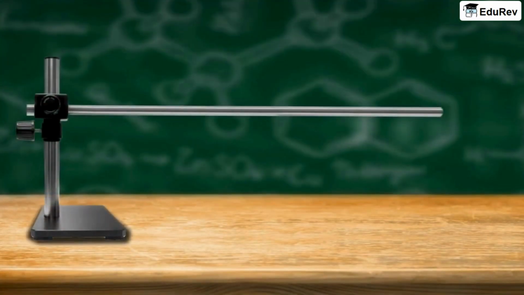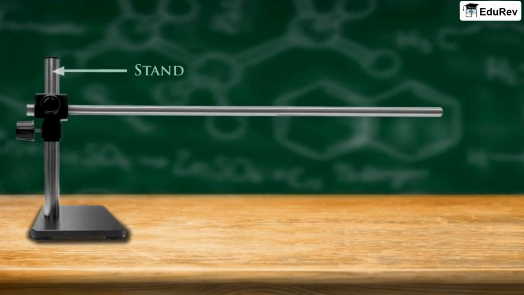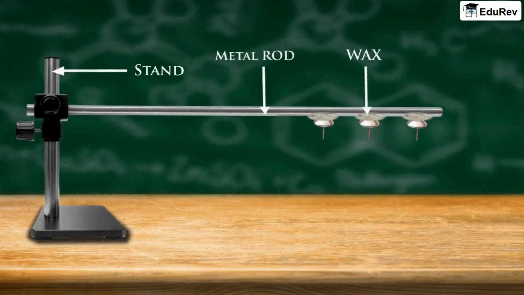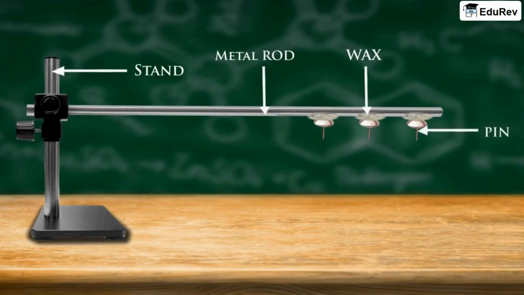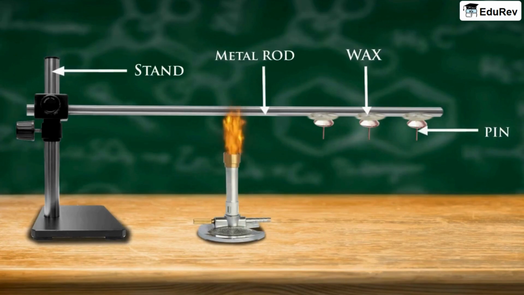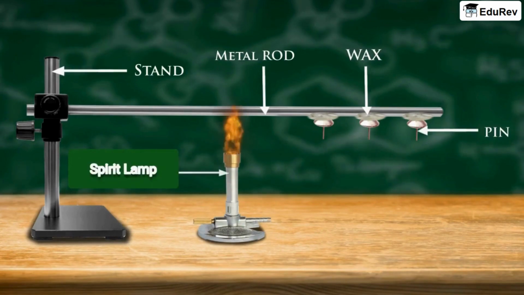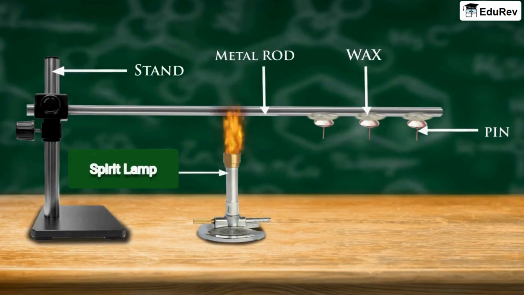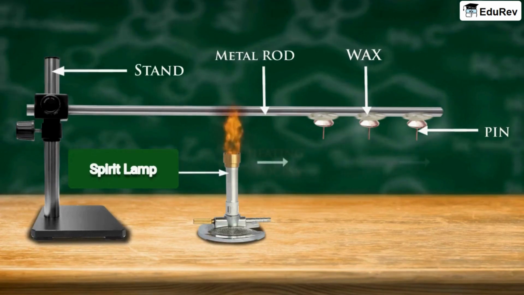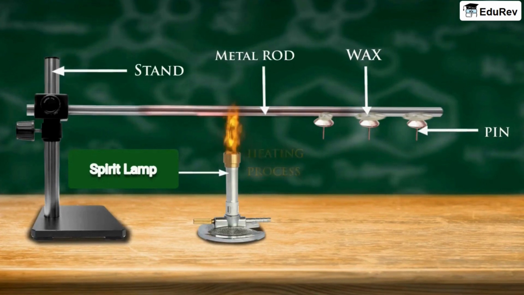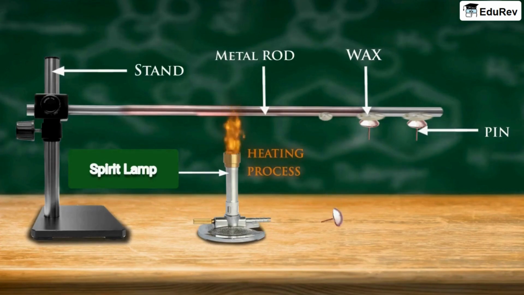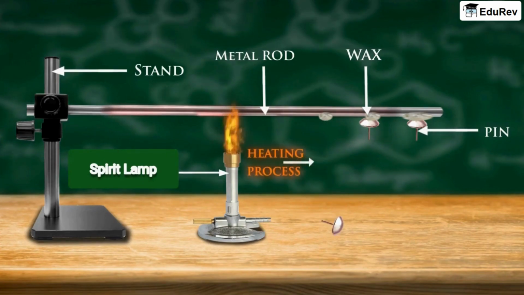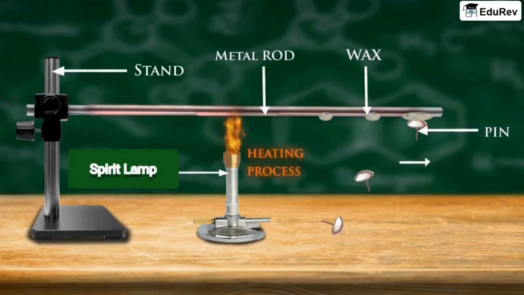Take a metal rod, clamp this rod on a stand. Fix a pin to the free end of the rod using wax. Heat the metal rod with a spirit lamp, candle or a burner near the place where it is clamped. What do you observe? You will observe that the wax melts and the pins fall down, demonstrating how efficiently metals can conduct thermal energy.